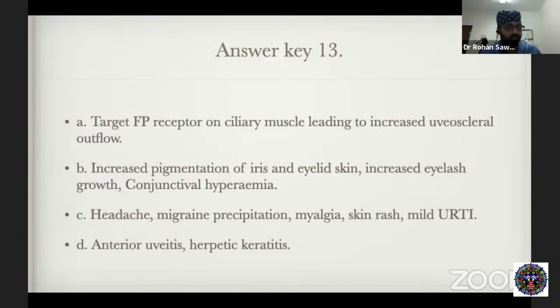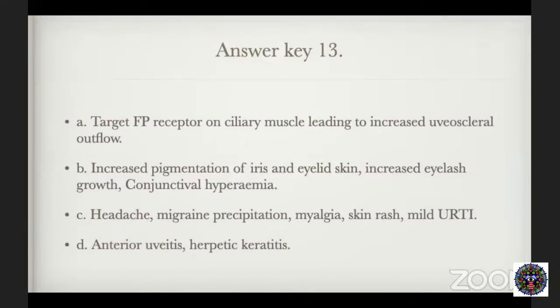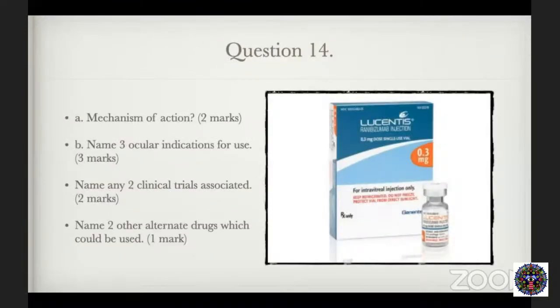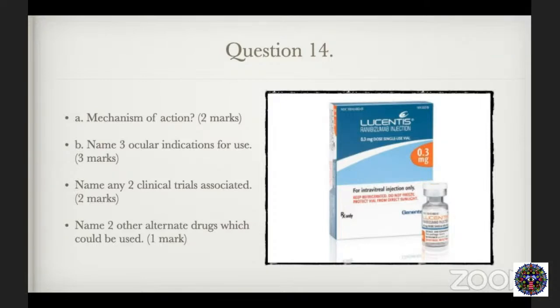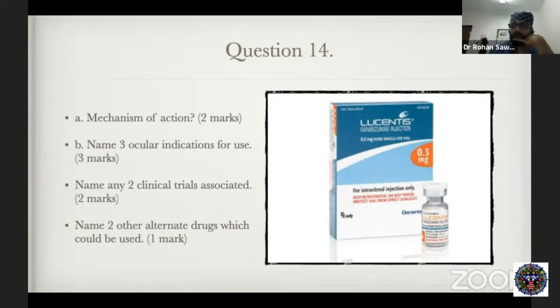Next question, shall we? They've shown you a picture of Lucentis. They want to know what's the mechanism of action. Anti-VEGF agent. Yes, it acts against VEGF. And does what? If you just write anti-VEGF agent acts against VEGF, you probably get 1 mark.